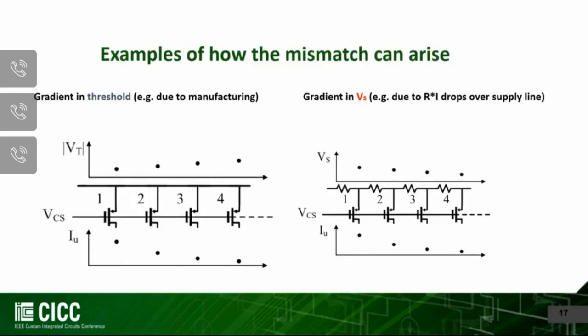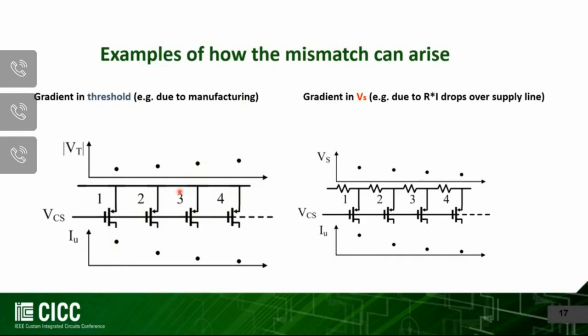So how do mismatches arise? Well, there are a number of reasons. Besides lithographic imperfections and parametric spread, both of which are random, provided that layout is done properly, there are a number of additional causes for mismatch. On the left-hand side, we have an array of four nominally identical current sources. So these are all identical.